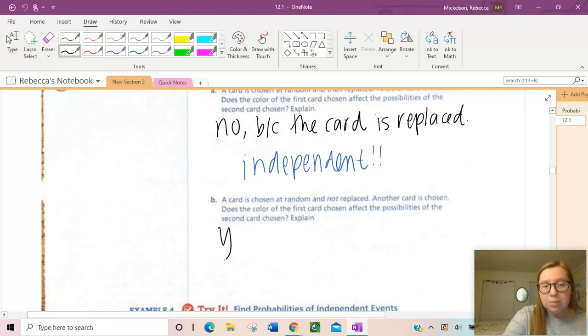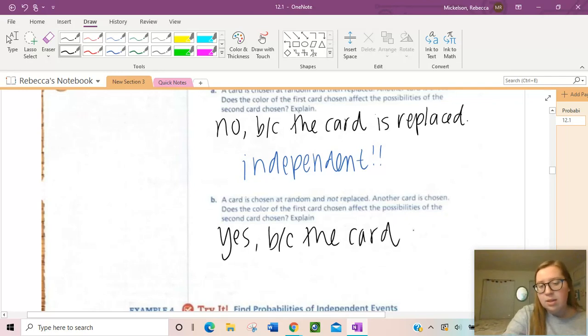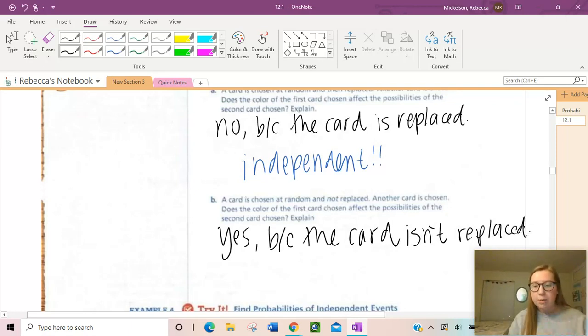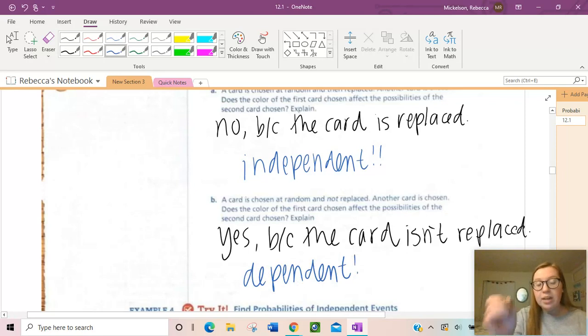So does the first event affect the second event? Our answer would be yes, because the card isn't replaced. So that's kind of like the key thing that's going on here. We're not replacing something, so it's definitely changing. And what would we name this? How could we classify this event? We're going to classify it as dependent. So one event is dependent on the next one.